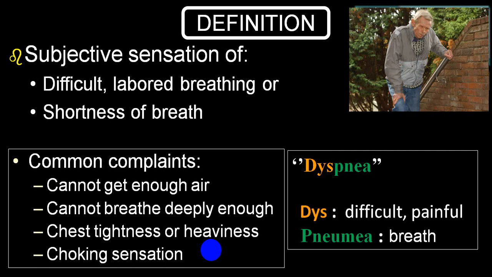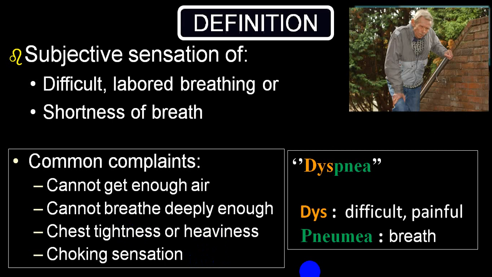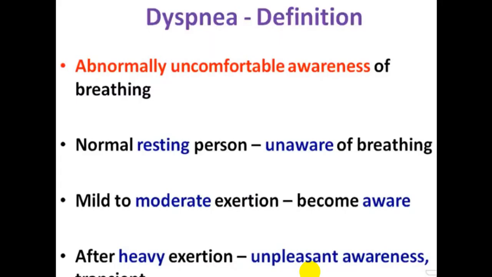Depending upon the individual, a person will describe it as: I cannot get enough air, I cannot breathe deeply, I feel chest tightness or heaviness, I feel a choking sensation. These are the different descriptions given for the word dyspnea. Another way of describing dyspnea is as abnormally uncomfortable awareness of breathing. It means the person is uncomfortable, is aware of breathing, and it is abnormal.